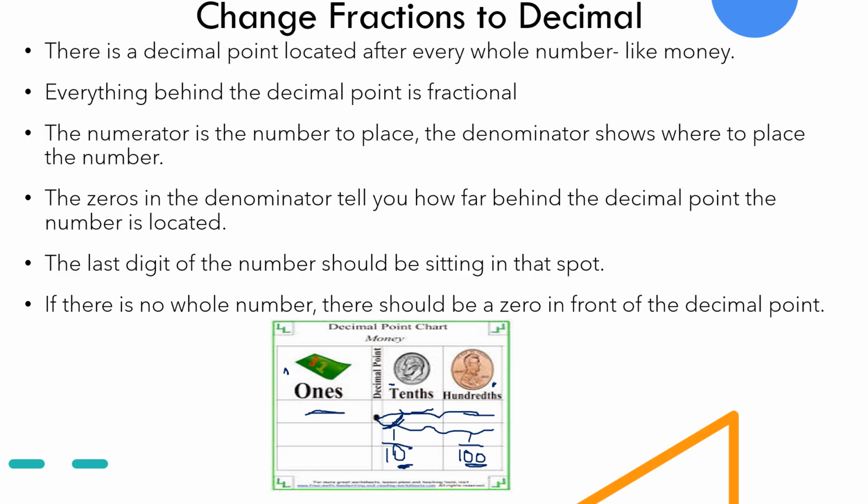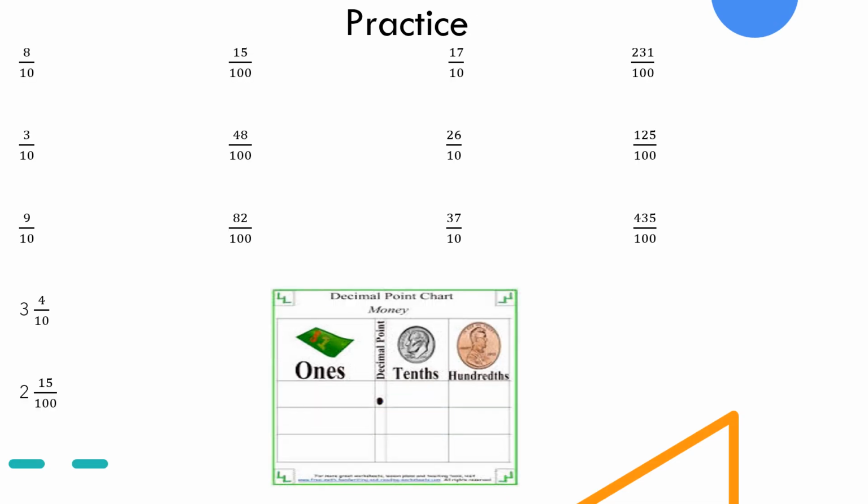And then the last digit of the number should be sitting in the spot where those zeros help you figure out where to go. If there is no whole number, then you should have a 0 in front of the decimal point. That's just like saying I have 50 cents, but I don't have any dollars. So I would have a 0, then my decimal point, and then the number 50. All right, so let's take a look. Remember, you can press pause, try it yourself, and check your work. If you need to, copy down the chart that you see below on your scratch paper that you should have out beside you.